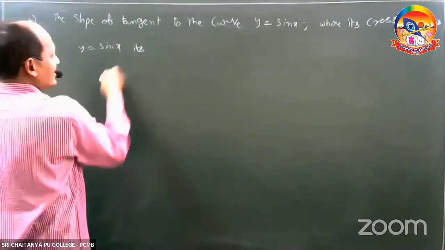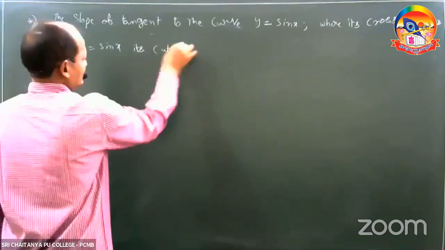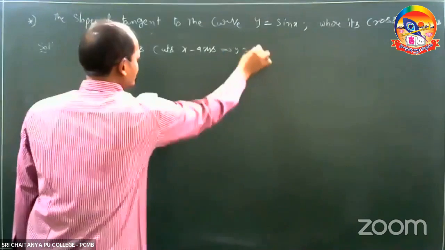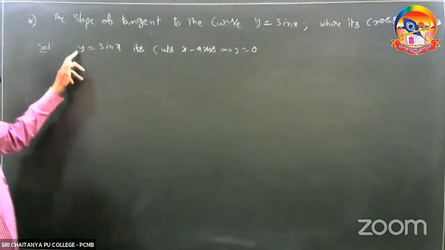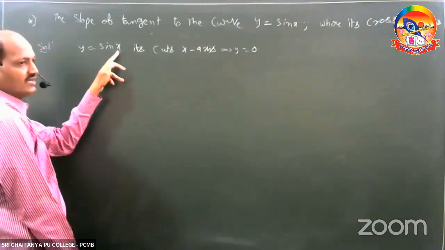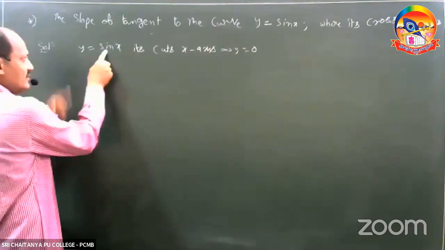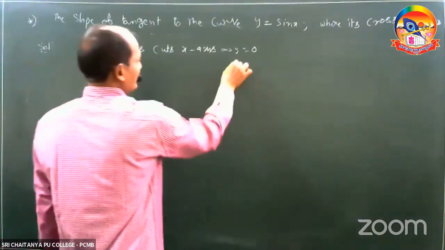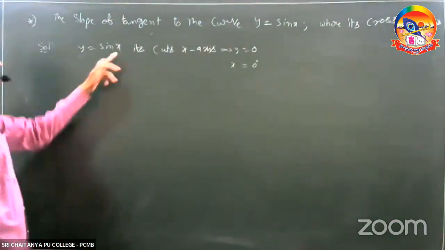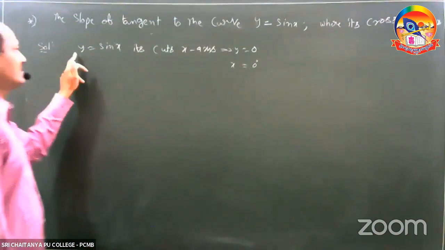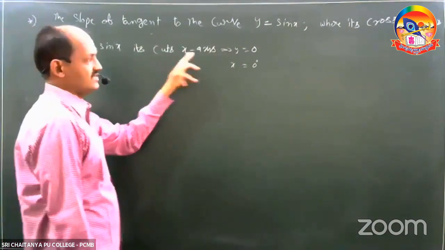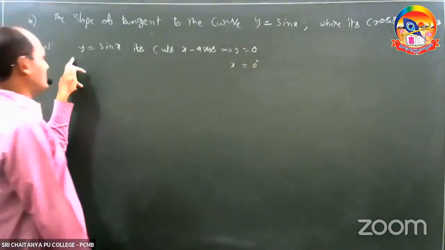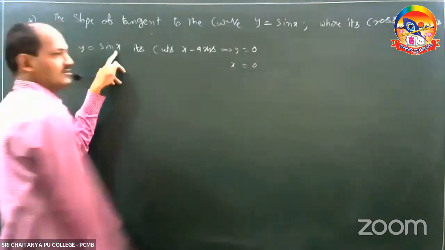When a curve cuts the x-axis, then y becomes 0. If y is 0, what about the x value? If y is 0, that is sin x is equal to 0. When sin x becomes 0, if x is equal to 0 degrees, sin 0 degrees is equal to 0. The curve y equal to sin x cuts the x-axis, that means clearly y becomes 0. If y is equal to 0, then clearly x is also 0.